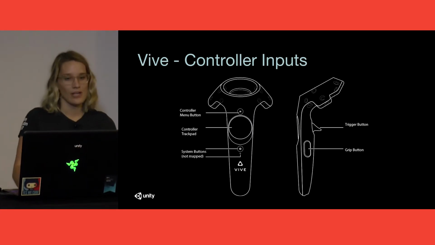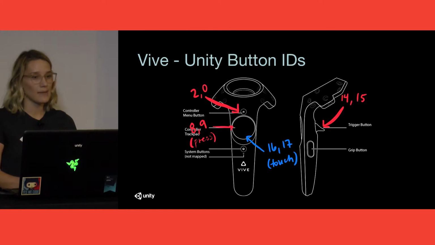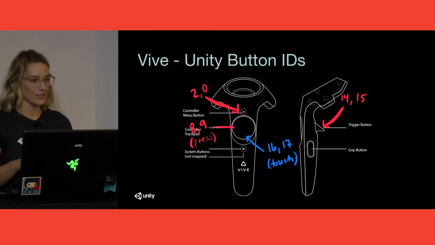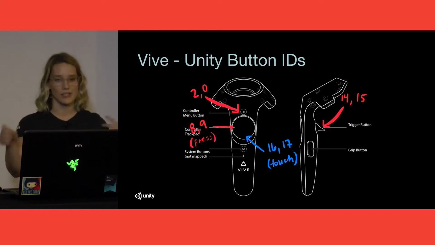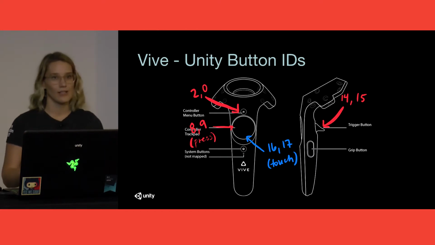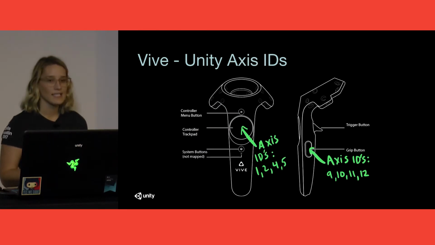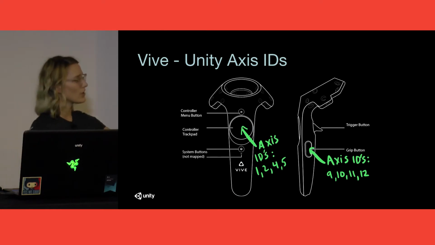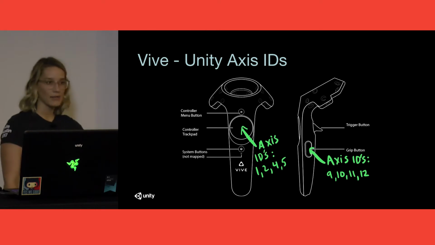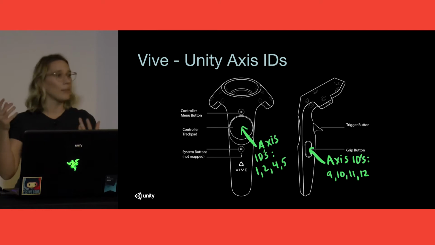So let's start with the Vive. You've got a few buttons here. You've got a trackpad, a trigger button, a grip button, and then they directly map to Unity button IDs like so. So our menu button is going to be Unity button ID 2 on the left hand and 0 on the right hand, etc. You can get the idea from looking at the image. We also get Unity axis IDs from the trackpad and the grip button. So you're determining your horizontal and vertical axis on your trackpad. And then on your grip, you can get a number between 0 and 1 of how much they are gripping.